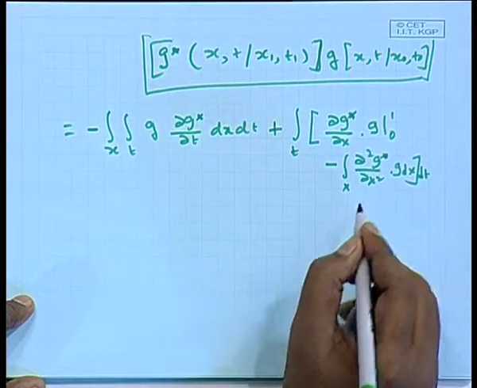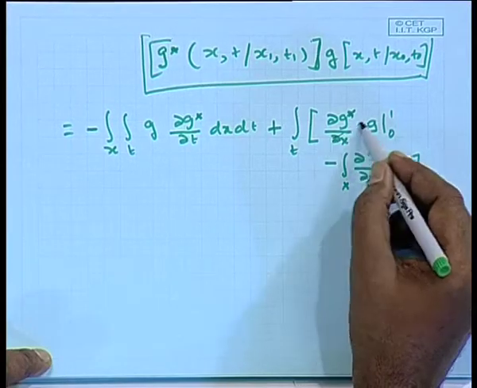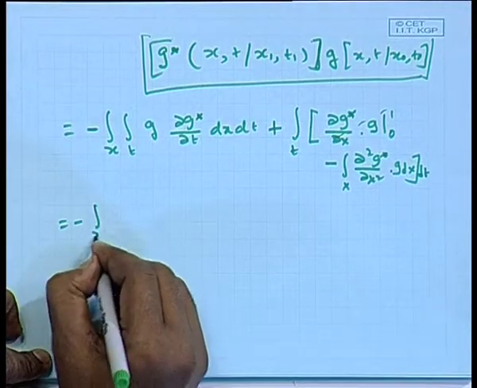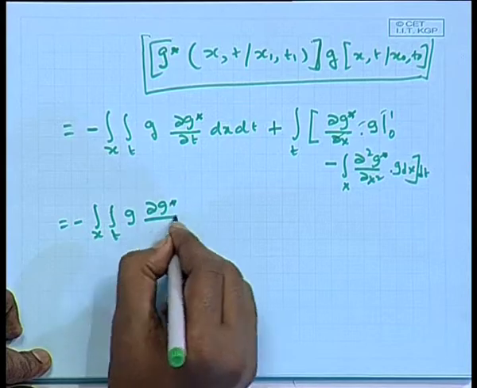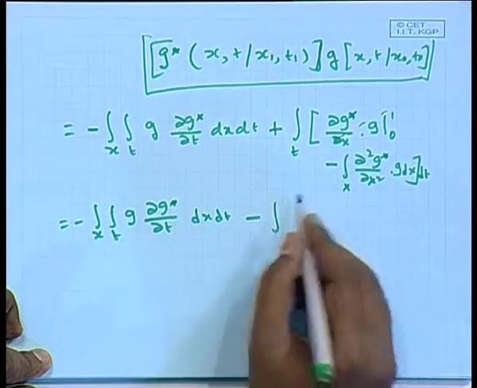This integration is over x. Now, g at 1 is 0, g at 0 is 0, so no contribution from this term again. So, this becomes minus x t g del g star del t dx dt, minus this integral.